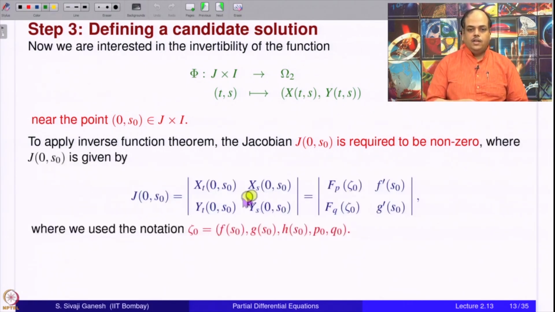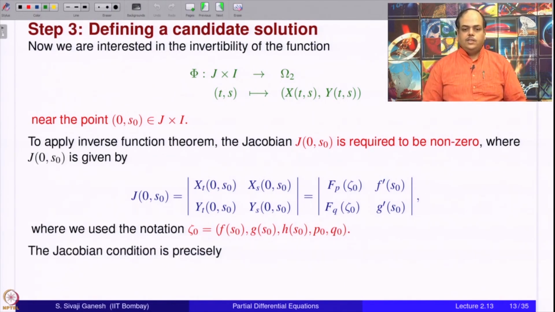The Jacobian is this. As before, we do not analyze it for general t, because nothing is known for non-zero t. So, only at 0 it is known. J of (0, s naught), the Jacobian is this, which is f_p, f_q at the point zeta naught, and f dash s naught, g dash s naught. Of course, the way we got P(s) and Q(s) is such that P of s naught is P naught, Q of s naught is Q naught. So, you could as well write here P(s naught), Q(s naught), but remember we started with P naught, Q naught, a particular solution of the system of equations which defined P(s) and Q(s) later on. So, you can write P(s naught), Q(s naught) or P naught, Q naught because both are actually the same.